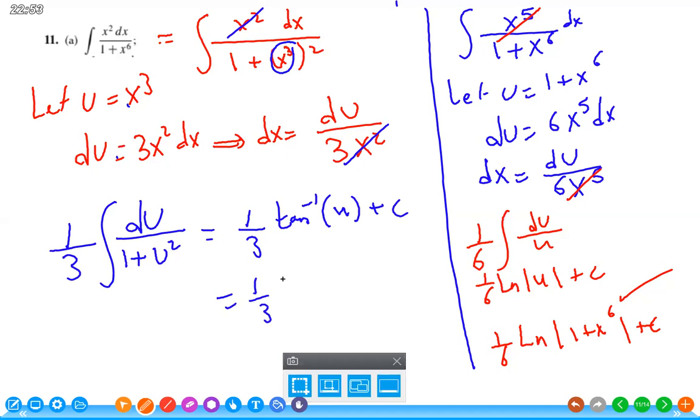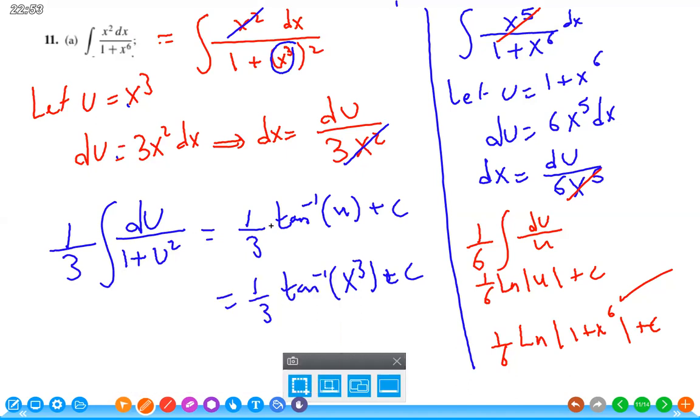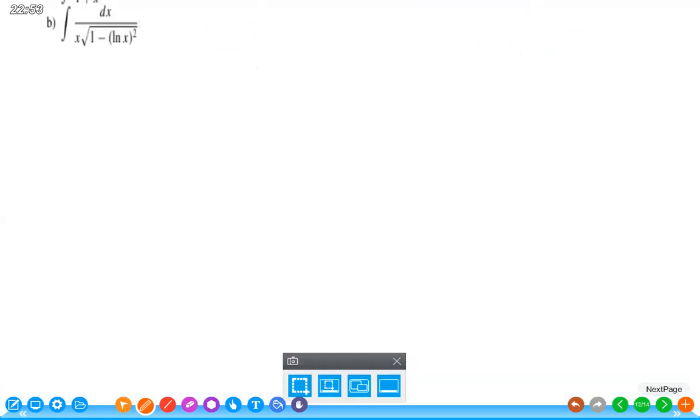The final answer is 1 over 3 tangent inverse of x cubed plus c. And here, if you want to know, put the value of a, it's the square root of 1, which is 1. So here we have 1 over 1, and so we can ignore it. So sometimes we need to rewrite to get it as a formula.